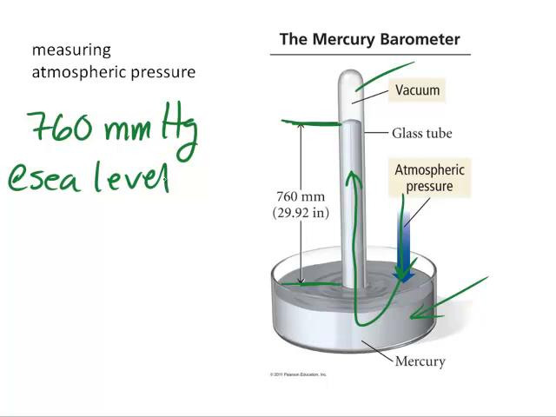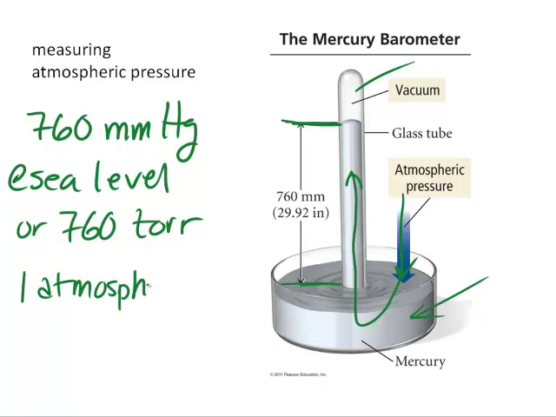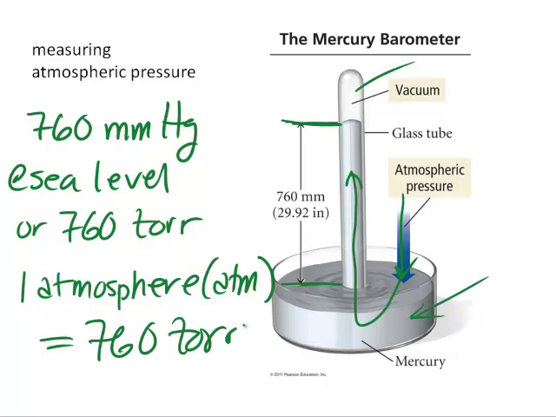Since then, more contemporary terminology for millimeters of mercury is the torr. So this can also be written as 760 torr, T-O-R-R, because this is the pressure at sea level, or the atmospheric pressure. We also came up with another unit of measurement, the atmosphere. So 1 atmosphere, or ATM, equals 760 torr. Torr and atmospheres are primarily the units of pressure that we will utilize in a chemistry course.